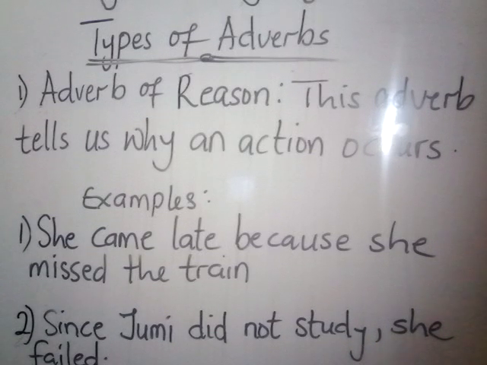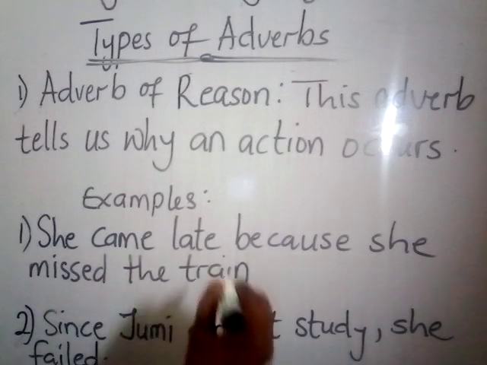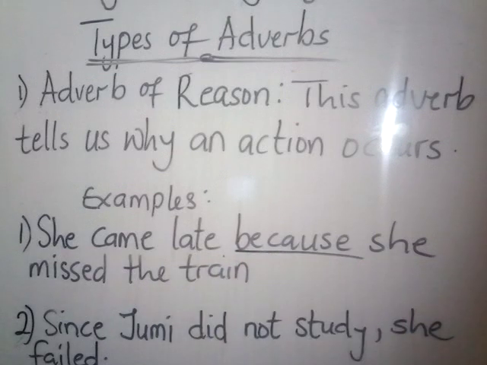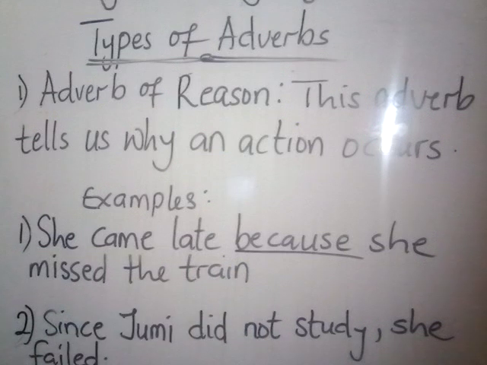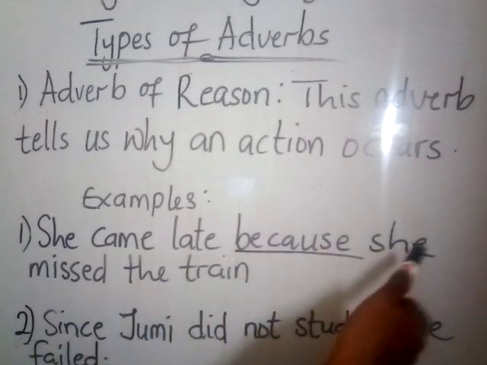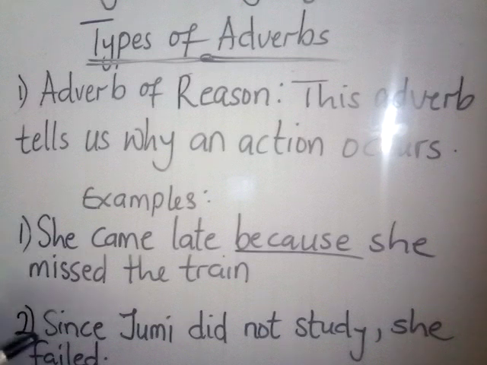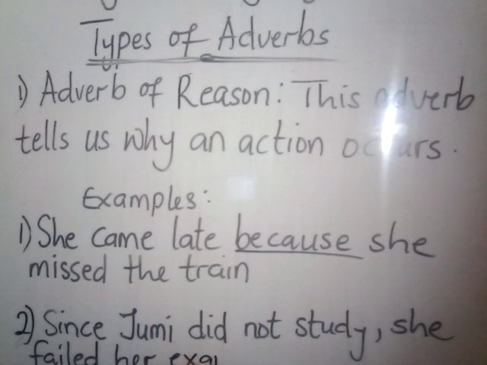So some examples we have here are: she came late because she missed the train. The reason she came late is she missed the train. Another example here says, since Jumi did not study, she failed her exams. The reason she failed is that she didn't study.